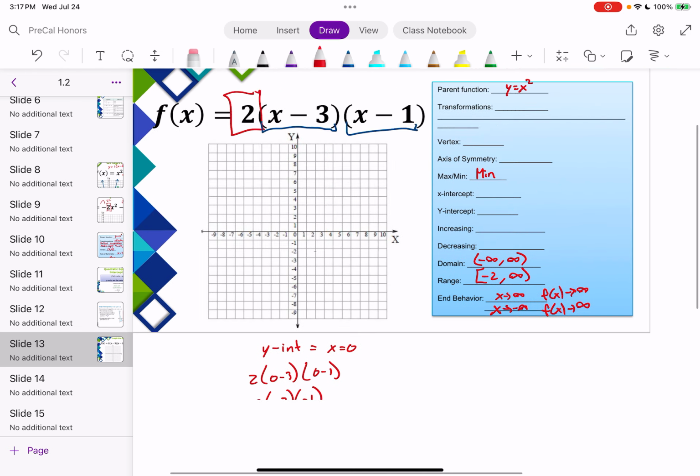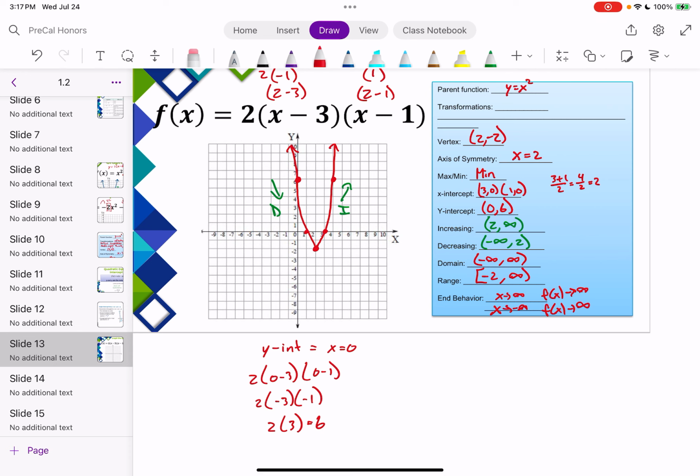Now, how do we draw our transformations based off of this? On the A side of things, we see that we have a 2. This is going to be a vertical stretch by a factor of 2.